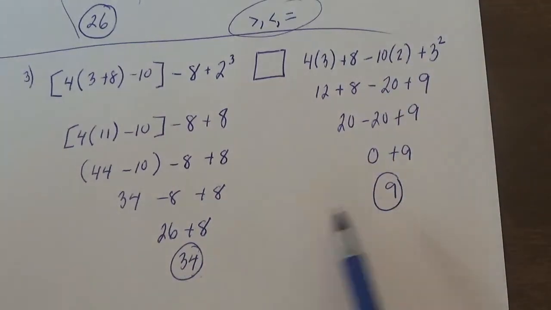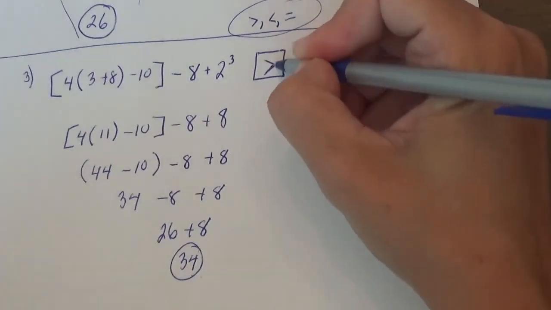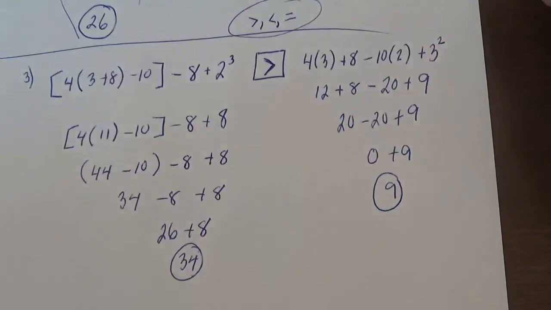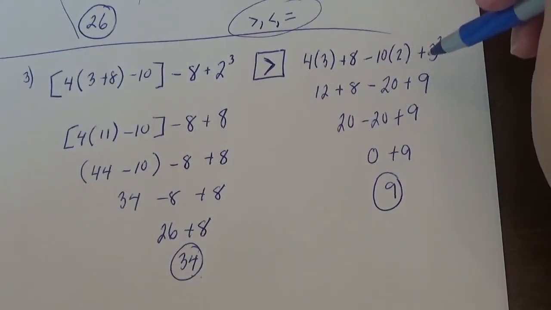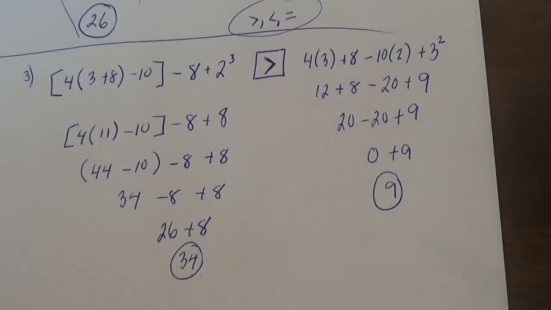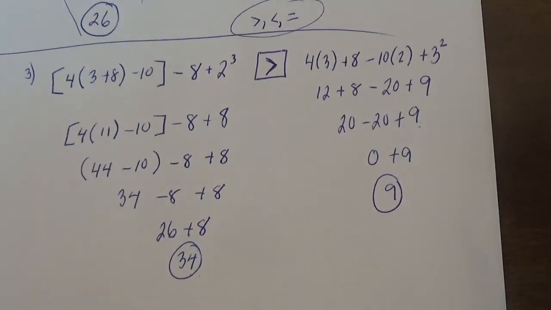So we've got 34 and 9. So now we know this side's greater than 9. Okay, so that is what I'll be looking for. I'll close off the lesson now and we can talk about how to tackle your homework assignment. All right, thanks.